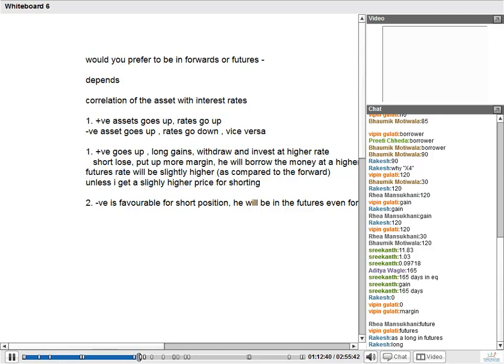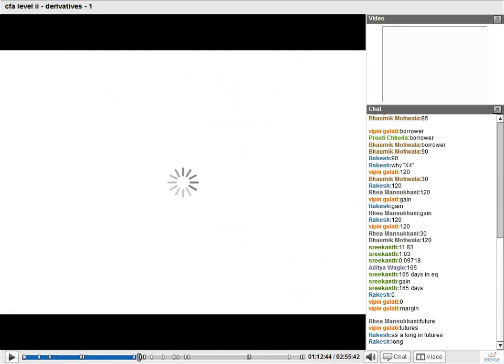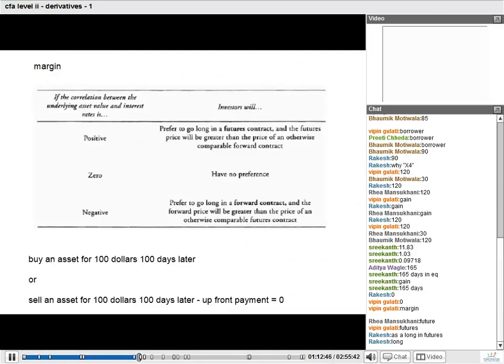asset prices fluctuate. If the correlation is 0, then there will be no preference. The forward and the future price will be the same. So here the future will be slightly lower, here the future will be slightly higher than the forward price.